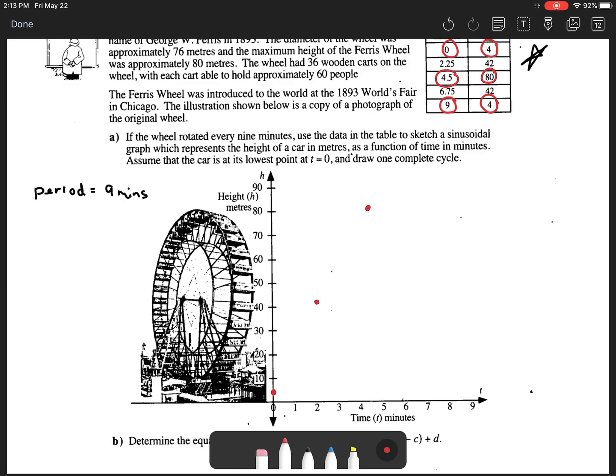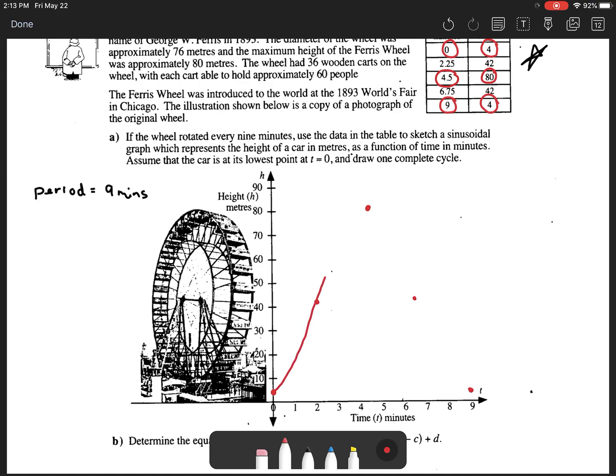Then I work my way back down. So at 6.75 seconds, I'm back at 42. So 6.75, back at that height of 42. And then finally at 9 seconds, I'm back down here at 4. So there are the points that were created from that table of values.